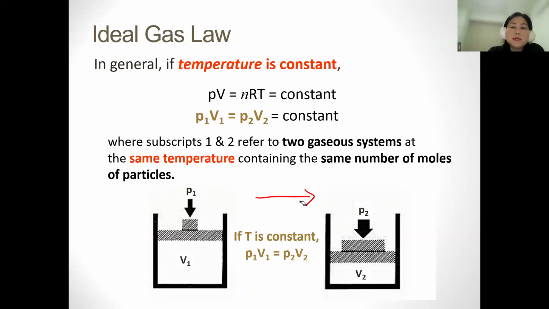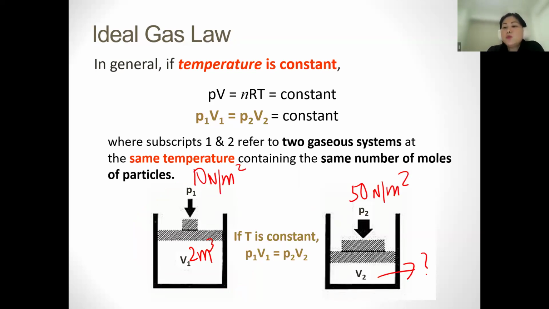Okay, so let's put in some numbers. Let's say this is 10 Newton per meter square, and this is 2 meter cube, right? So then this is a higher pressure, so pressure is 50 Newton per meter square. Find V2. So how will you do it? 10 times 2 equals 50 times V2. You'll find that you have only one unknown, that is V2. So 20 divided by 50 is V2. Can you see that? Okay.